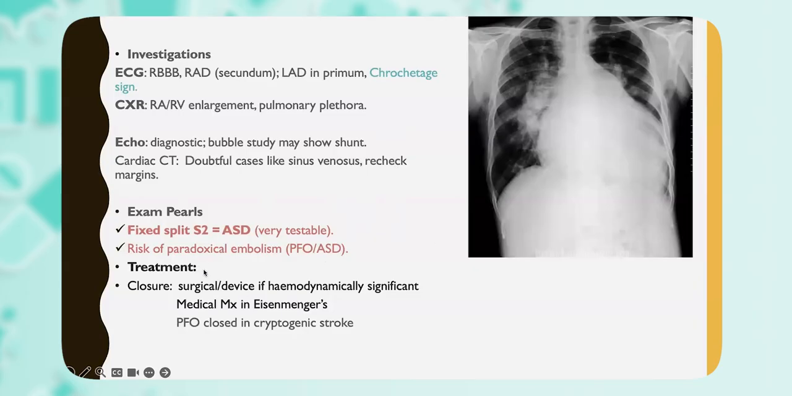Treatment is closure. Any hemodynamically significant shunt treatment is closure. It can be surgical or device based if hemodynamically significant. Medical management in Eisenmenger, when the reversal of shunt is already there, we should not be closing any of the shunts because it shortens the lifespan of the patient. And PFO is only closed in cryptogenic stroke when there are no other risk factors why a patient is having recurrent TIA or has had already a stroke.